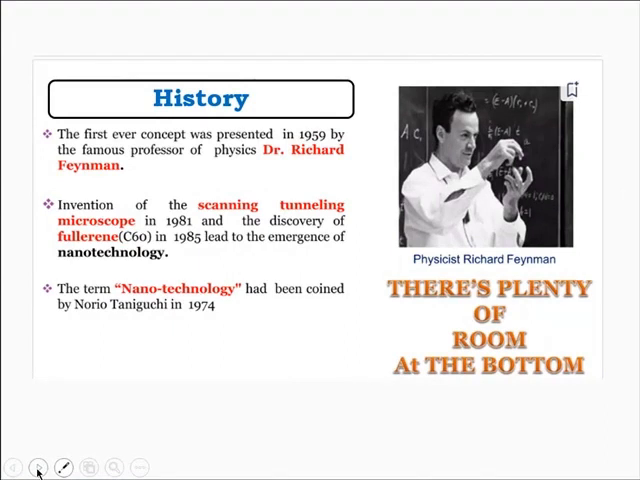The invention of the scanning tunneling microscope in 1981 and the discovery of Fullerene C60 in 1985 led to the emergence of nanotechnology. So basically, the year 1981 and the year 1985, in the 80s, were crucial, with major inventions that led to the recent technology, the new technology, or what we call a super technology, that is nanotechnology. And the term nanotechnology was coined by Professor Taniguchi in 1974.